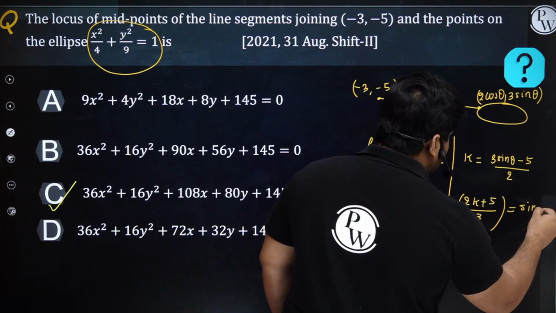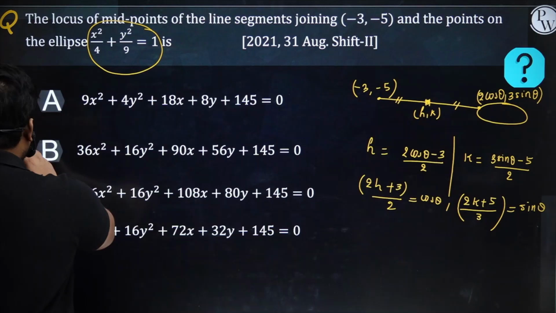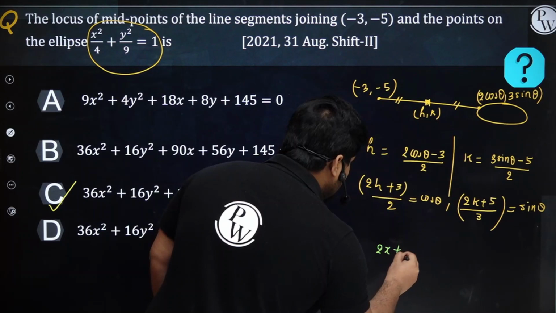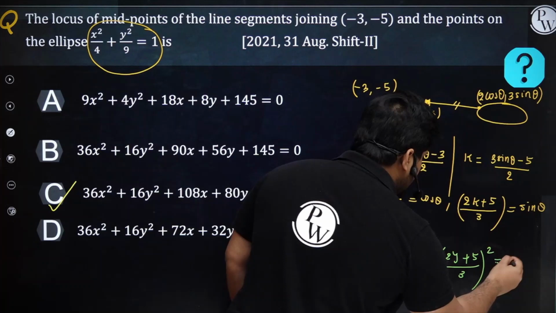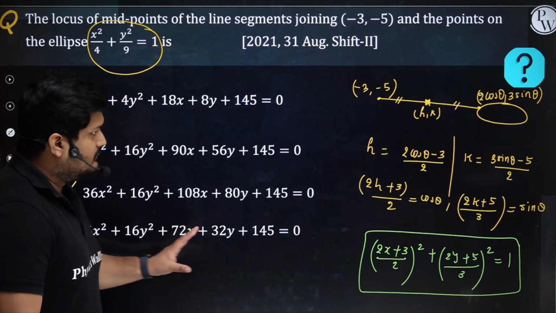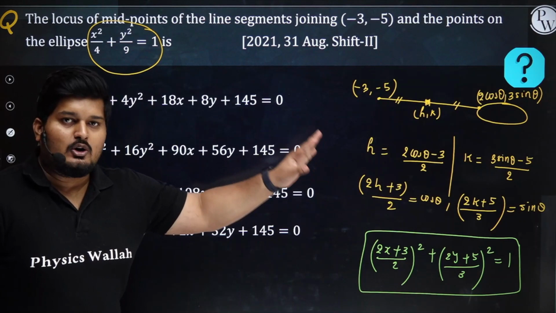If you square and add, you get the final equation: ((2x plus 3) divided by 2) whole square plus ((2y plus 5) divided by 3) whole square is equal to 1. When you expand it, this is what you get, the C option. Very simple problem. The concept involved was the parametric point on an ellipse. Very, very simple. Moving on to the next one.